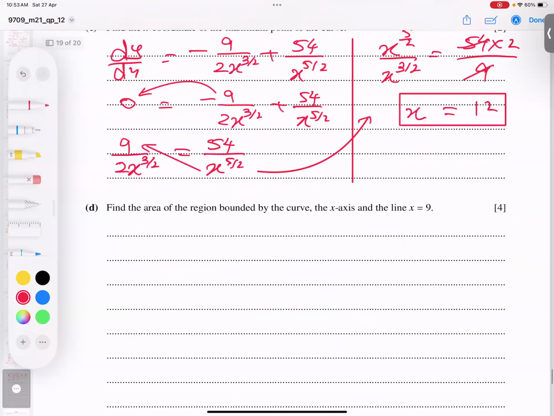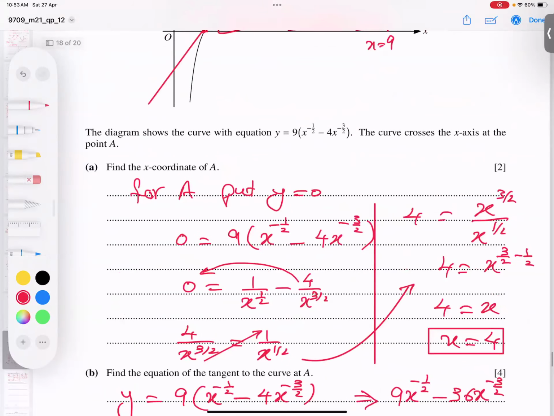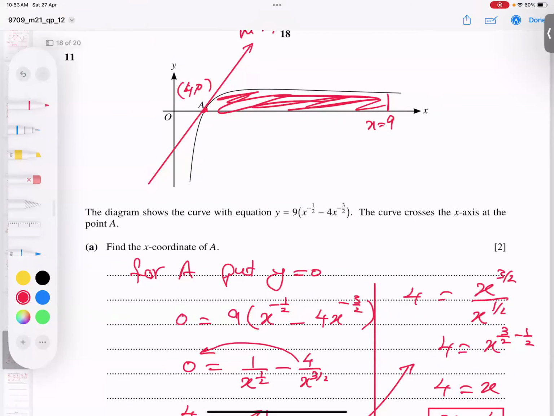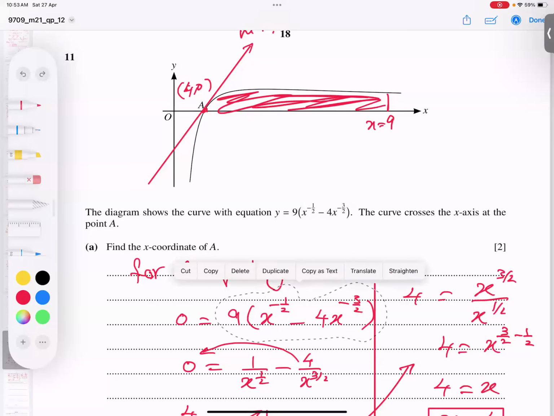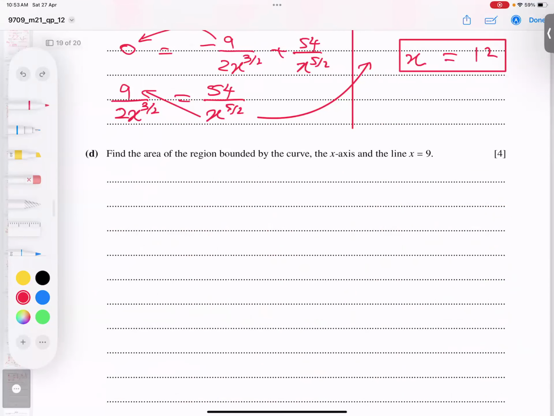He said the area between the curve, the x-axis, and the line x equals 9. So the area between the curve and the x-axis, there's a curve until 9. So let's say 9 is here. So this is the area we talk about, okay? So let's start integrating the curve equation, and the curve equation is here. I take the whole equation, and this 9 will disturb me. I can bring it outside, make it easy, but some students get issues.